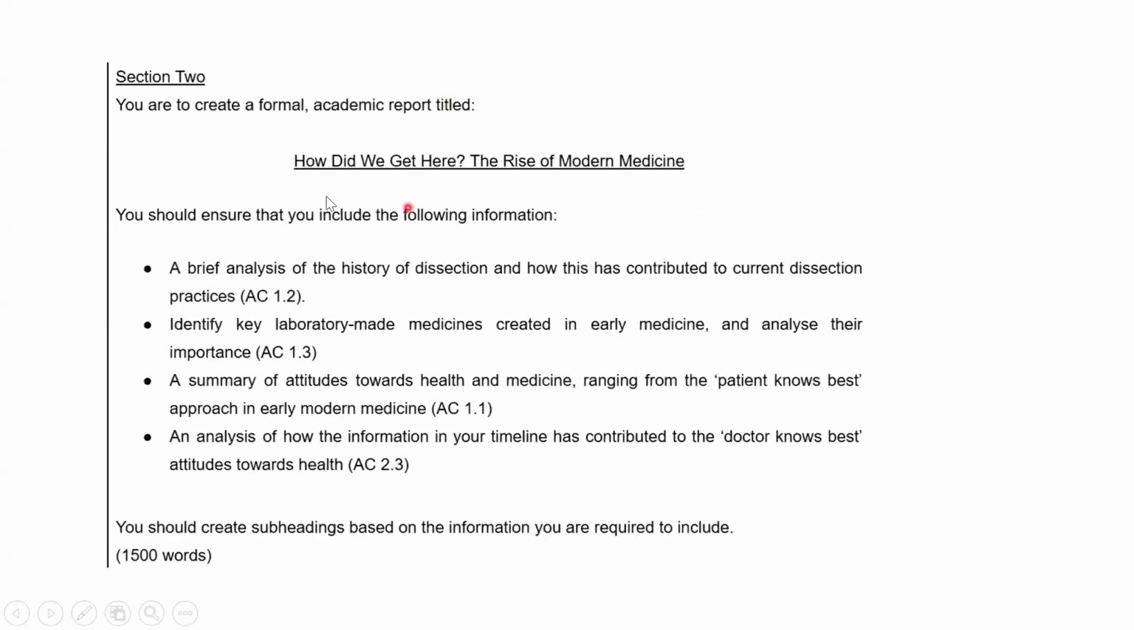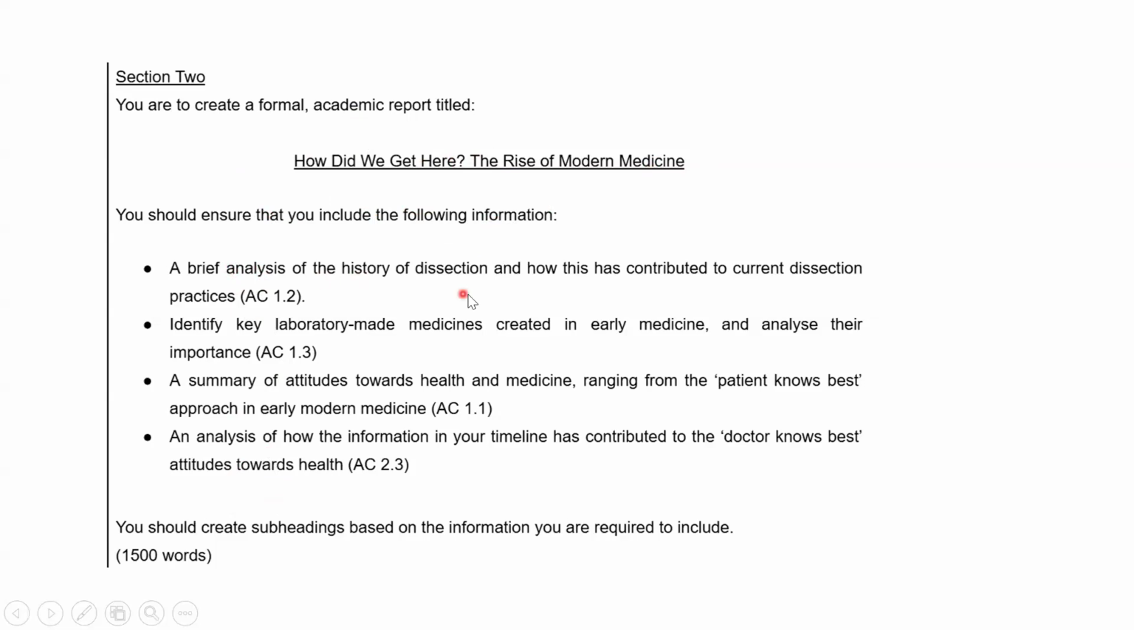Section 2 is to create a formal academic report, which is titled, How Did We Get Here? The Rise of Modern Medicine. This should be your main title. You should ensure that you include the following information, where you're covering all these points.